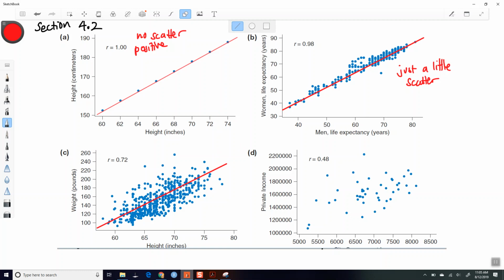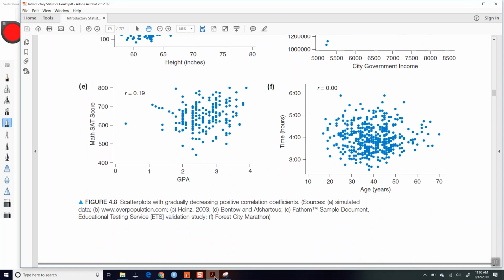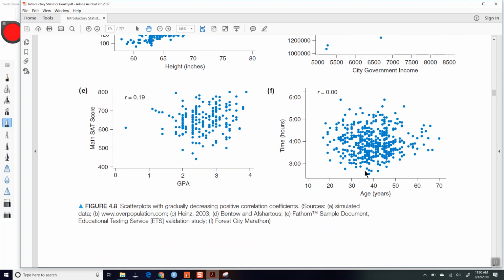You've got some more scatter, and then here is a lot more scatter. And we can see that the correlation coefficient, the R value, keeps decreasing as the amount of scatter increases. Until we get to this point where there's no relationship between, I don't know, age and time, and the correlation is 0 here.